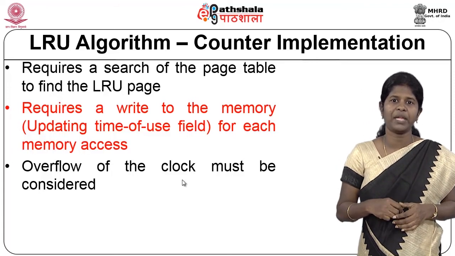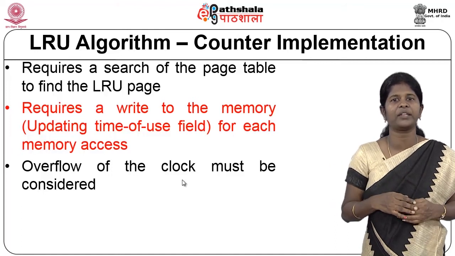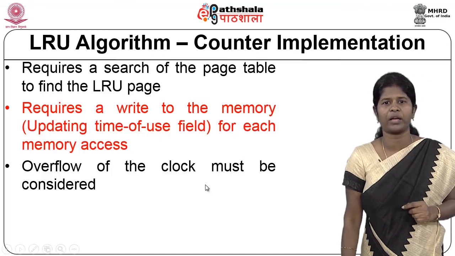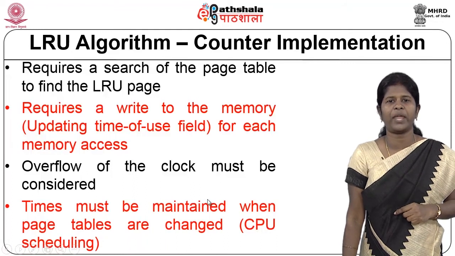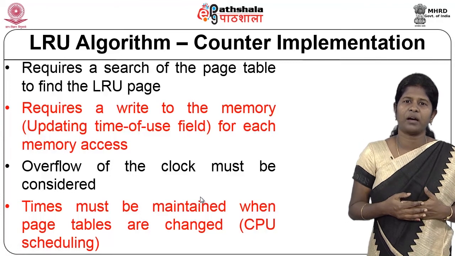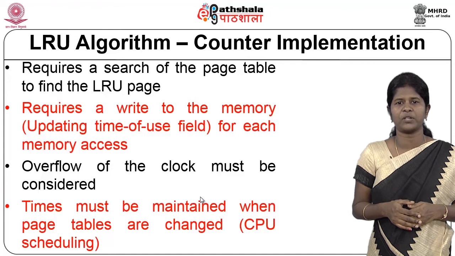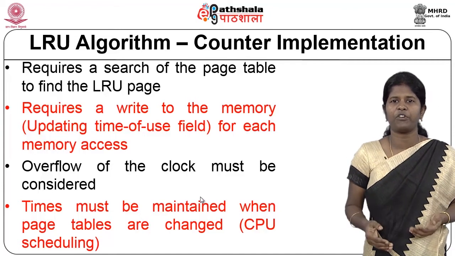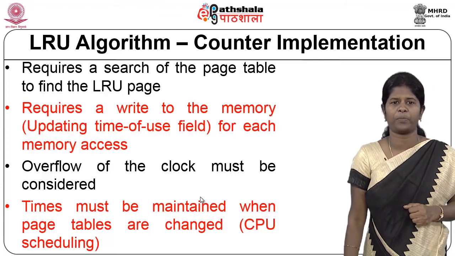So what can be the maximum value of the clock? You cannot go on incrementing to infinity, so the overflow of the clock has to be checked. And the times must be maintained when the page tables are changed. Suppose you are removing a process because of CPU scheduling and bringing in another process, then the page tables will also have to be changed for that particular process, and accordingly the times have to be maintained properly.